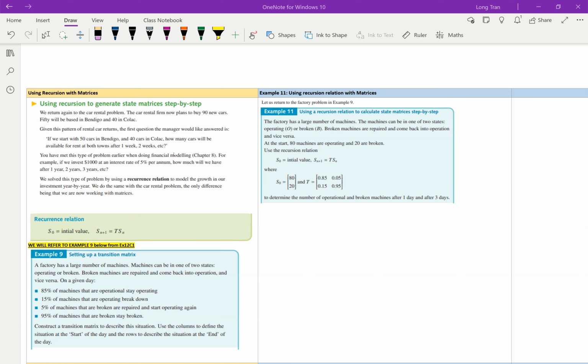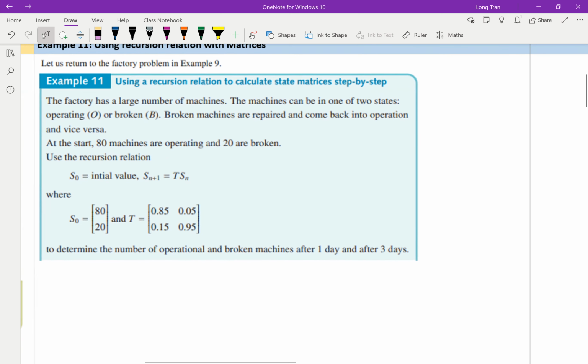Hey there, Year 12. In this exercise, we're going to be looking at how to apply recursion with matrices and what they mean. So let's go back a bit, okay? Before I describe the entire process, let's have a look at this example here.